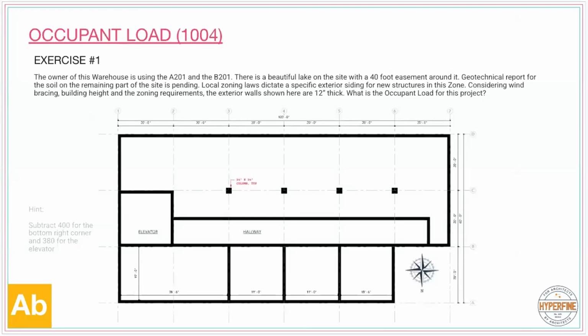Next slide, please. Here's an exercise I wrote up. The owner of this warehouse is using the A201 and the B201. There's a beautiful lake on the site with a 40-foot easement around it. Geotechnical report for the soil on the remaining part of the site is still pending. Local zoning laws dictate a specific exterior siding for new structures in this zone. Considering wind bracing, building height, and the zoning requirements, the exterior walls shown here are 12 inches thick. What is the occupant load for this project?